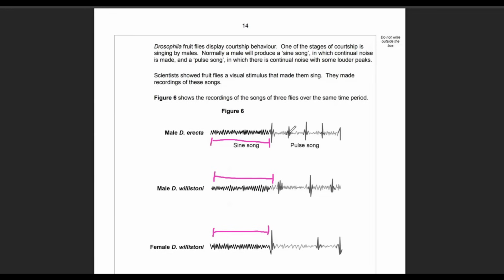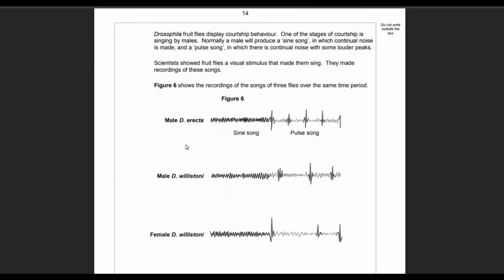However, when we get onto the pulse song, the difference is the erecta had like 1, 2, 3, 4, 5 large peaks. So a different number and different position of the peaks compared to the Willistoni, which has a different number of peaks. I can only count 3 big peaks there, and a different spacing between the peaks. So there you go, there's your similarities and your differences. Let's go down and put that in the answer.